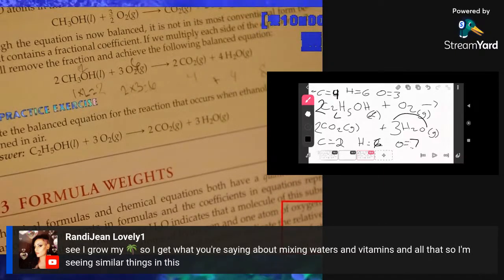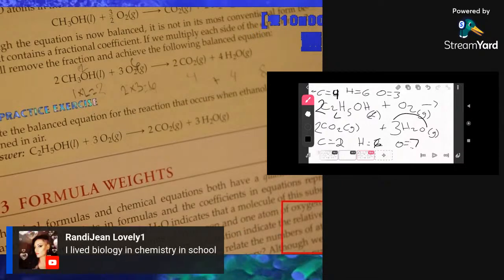I see my grow trees, so I see what you're saying, but mixing water and the vitamins and all that. So I'm seeing similar things in this. Oh, thank you. I love biology and chemistry in school. Oh, Brandy, I love you so much, man. I gotta find myself a girl that loves chemistry and science. That'd be pretty cool. But anyway, let's keep going, guys.